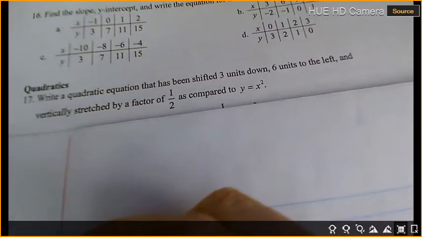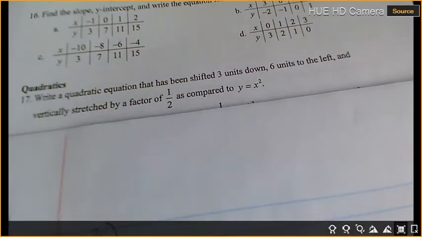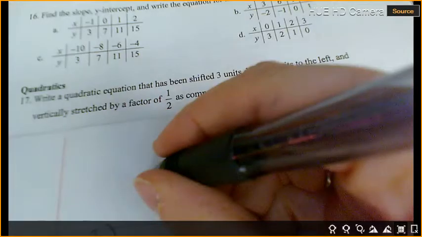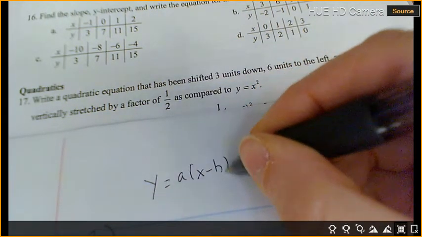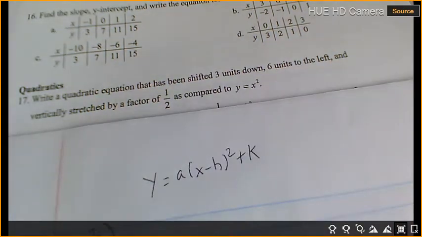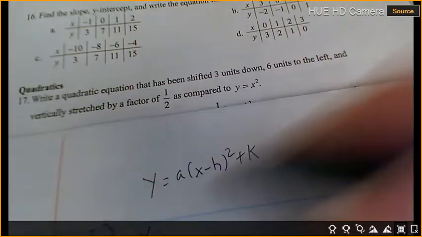We know we're starting with quadratics, and we want to know, write a quadratic equation that has been shifted 3 units down, 6 units to the left, and vertically stretched by 1/2 as compared to y equals x squared. So I like to put it in vertex form. I feel that that's easier. Y equals a times x minus h squared plus k. H and k is where my vertex goes, and a is how much it's been stretched, so I can figure this out. So we've got y equals, I'm going to start from the bottom.